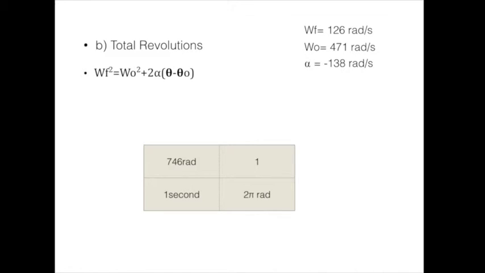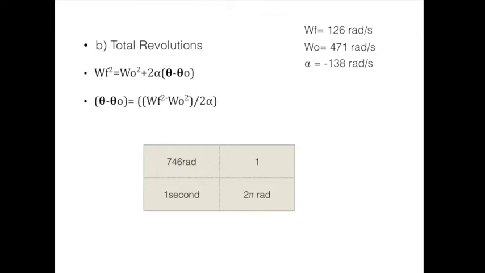The next part of the problem asks you for the total revolutions in that time. So we are using the third kinematics equation. That also gives you the answer for velocity, so you have to rewrite that one. The original equation reads final velocity squared equals original velocity squared plus 2 times acceleration times angular position. So what we're looking for is revolutions, which is angular position.